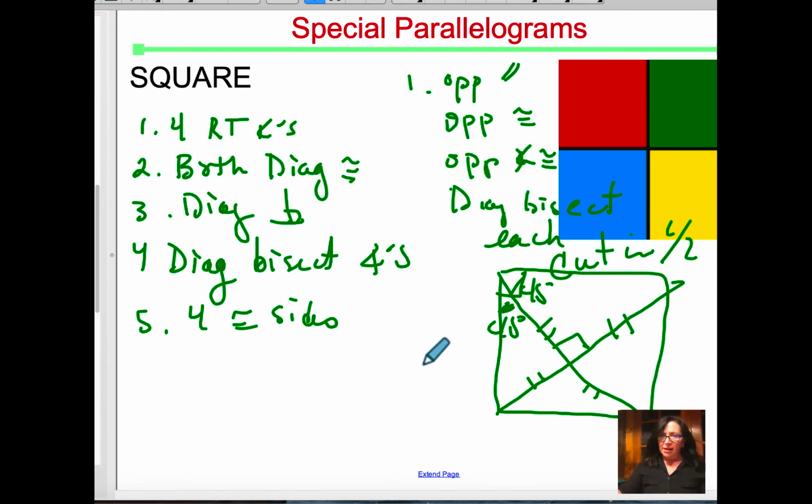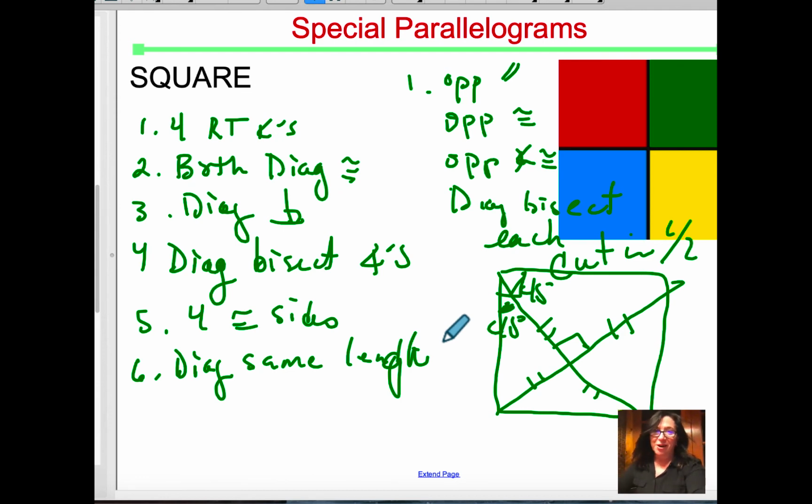Did I get everything? Diagonals bisect the angles. I have 4 congruent sides. Diagonals are the same length. All right, right on. Lots of stuff that you need to remember about these special parallelograms.